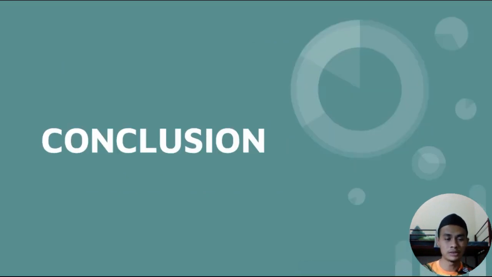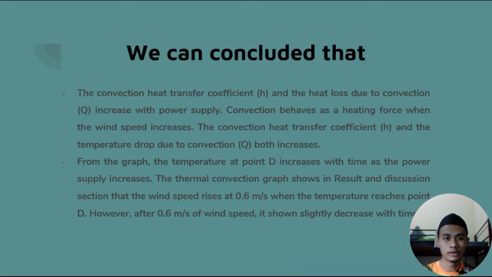Moving on to the next chapter, which is the conclusion. We can conclude that the convection heat transfer coefficient and the heat loss due to convection increase with the power supply. Convection behaves as a cooling force when the wind speed increases. The convection heat transfer coefficient and the temperature drop due to convection both increase. From our graph and experiment, the temperature at point D increases with time as the power supply increases. The thermal convection graph shown in the results and discussion section shows that the wind speed rises at 0.6 meter per second when the temperature reaches point D. However, after 0.6 meter per second of wind speed, it shows a slight decrease with time.